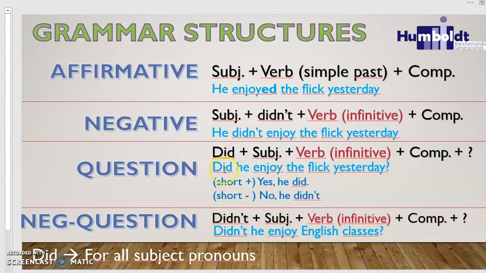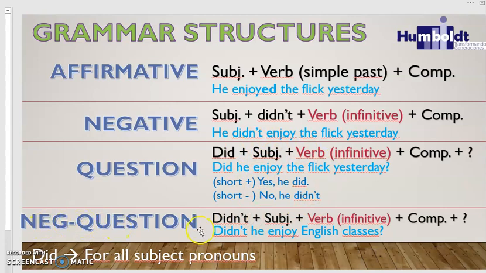Okay, the question is, did he enjoy the flick yesterday? The same, we use did at the beginning and the verb in present. So the short positive is yes he did, that means in Spanish sí, and the short negative is no he didn't, that means in Spanish no. Okay, so this is the minimum that we need to write in English.